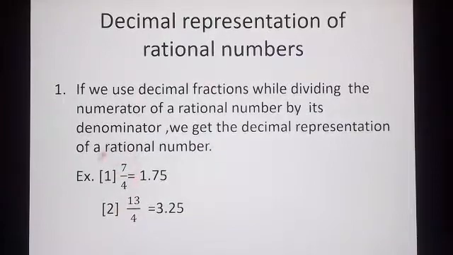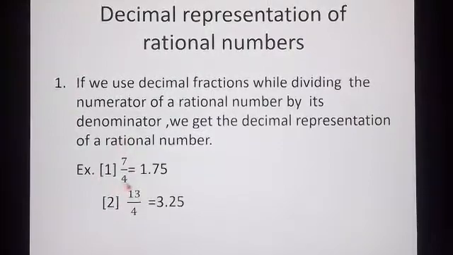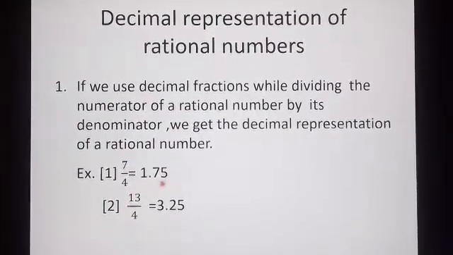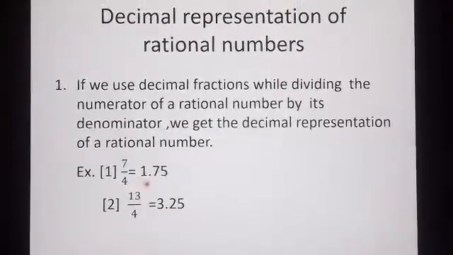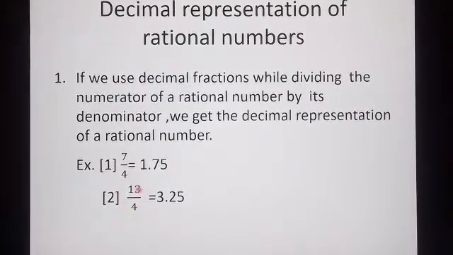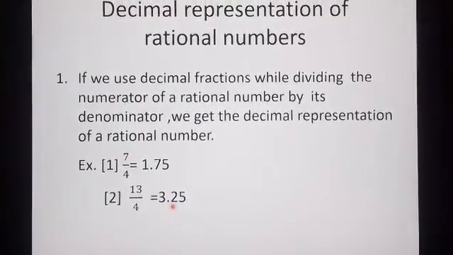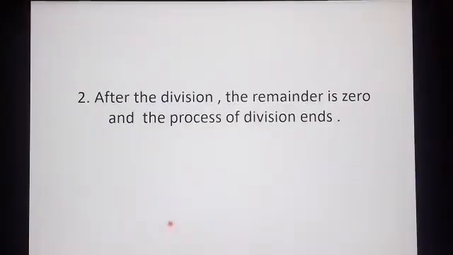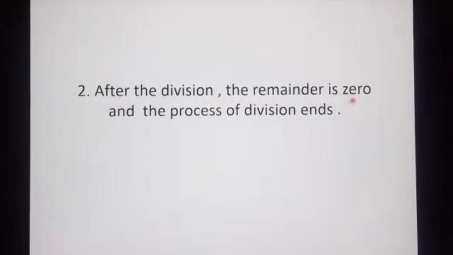Now, see here, 7 upon 4 is a rational number, and the answer 1.75 is the decimal representation. See children, if you divide 7 by 4, what quotient will you get? 1.75, and the division ends. In the second example, again take 13 by 4, a rational number, and if you divide 13 by 4, what will you get as a quotient? 3.25. So 3.25 is your decimal representation, and the division gets over when we get remainder 0.